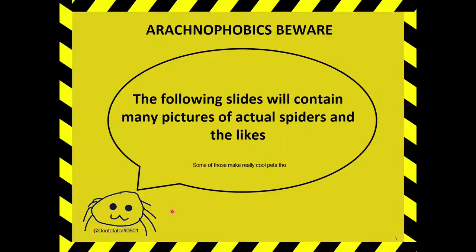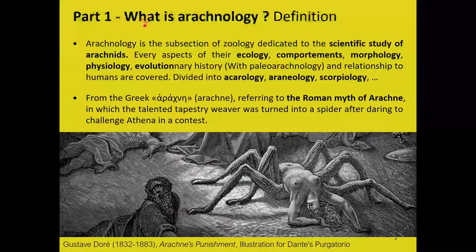Now for part one. What is arachnology? So as I said, it is a small subsection of zoology which is dedicated to the study of the arachnids and everything about their ecology, behaviors, every aspect of the arachnids. It is divided into sub-disciplines, for mites, spiders, and scorpions, for example, for the main ones. What does arachnid mean? It comes from the Greek Arachne, which is referring to the Roman myth of Arachne, a tapestry weaver who challenged Athena, and well, she challenged the god, so obviously she lost, and was turned into a spider, the first spider.